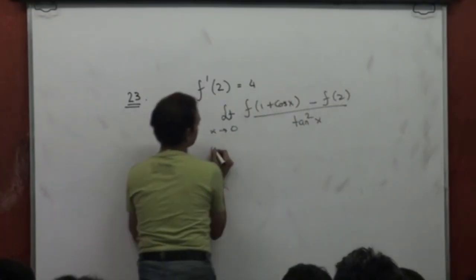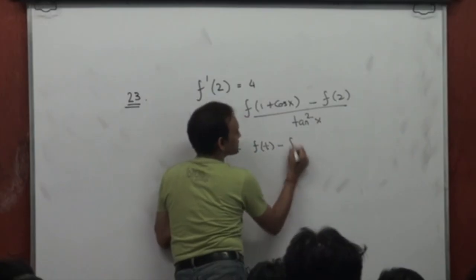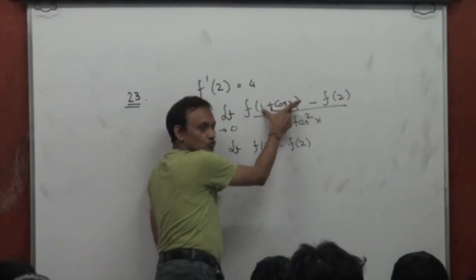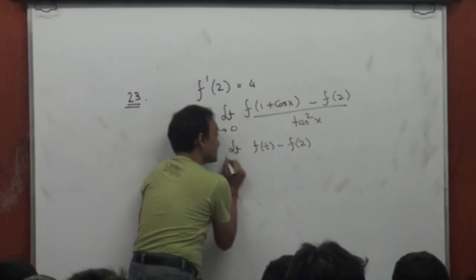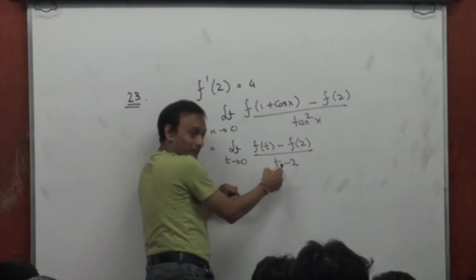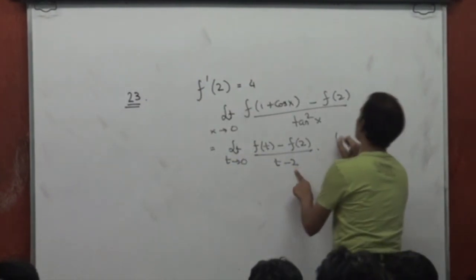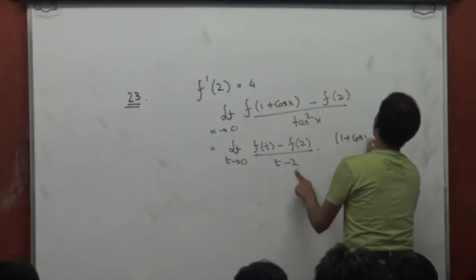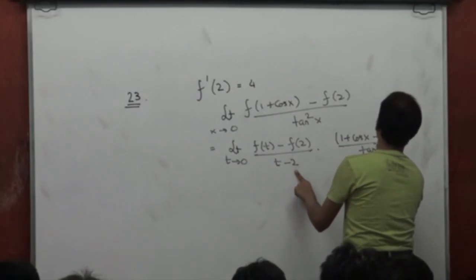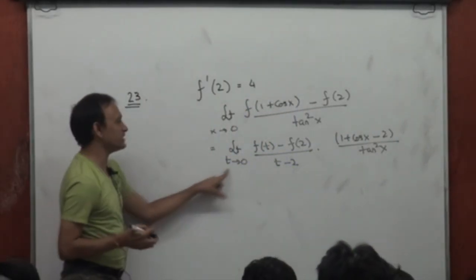This is like limit f(t) minus f(2). As x tends to 0, this tends to 2. So t tends to 0, and we divide by t minus 2, so that this will become f dash 2. Then we multiply by t minus 2, that is 1 plus cos x minus 2, divided by tan squared x. Yes or no? Where x tends to 0 and t tends to 0.